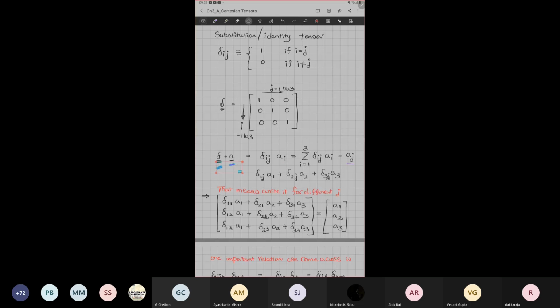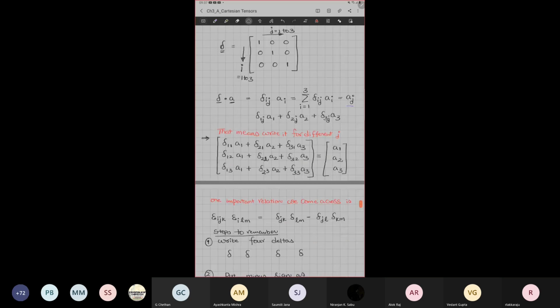One is the permutation symbol, the other one is this Kronecker delta. So that one I try to explain in terms of matrix notation. Delta ij ai gives me aj: delta 1 1 multiplied by a1, delta 2 1 a2 and so on. This is delta 1 1, delta 1 2 by keeping i constant, delta 1 3, delta 2 1, delta 2 2, delta 2 3 and so on. We write it in that way. Okay, great.